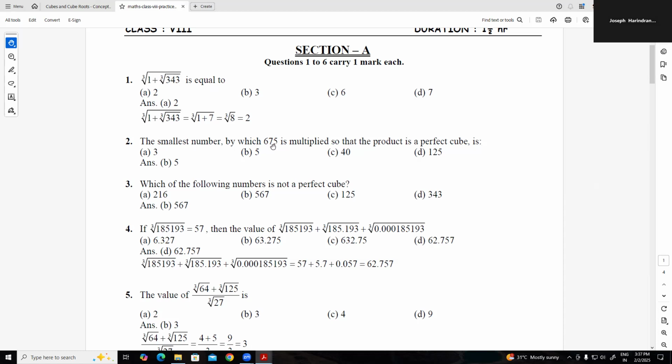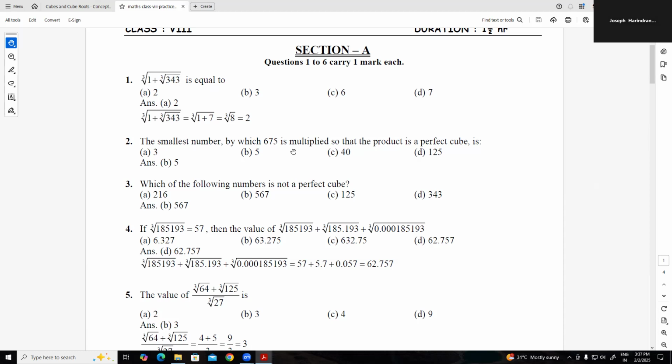If you want to multiply, 675 is not a perfect cube, though it ends in 5. To make this a perfect cube, we should make it end in 5. So the smallest number should definitely be 5 only, because the cube root of a number ending in 5 should also end in 5. So if you multiply 675 by 5, it will end in 5.